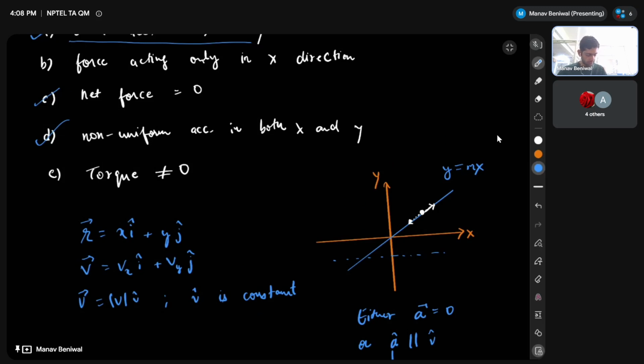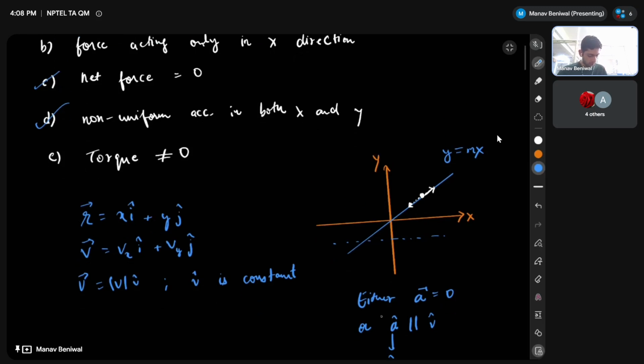Correct? Because we have established that my acceleration and my velocity have to be parallel to each other. So for any general line, y equals mx, this condition is not always true. This is only true when my velocity is parallel to the x-axis.